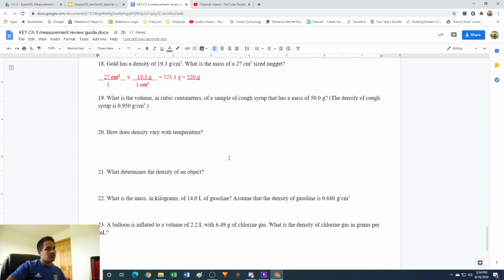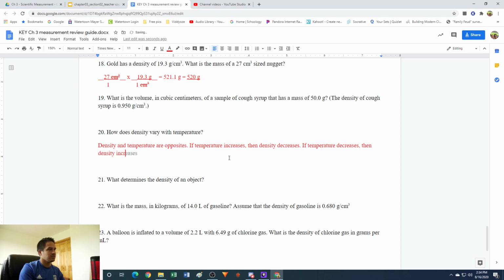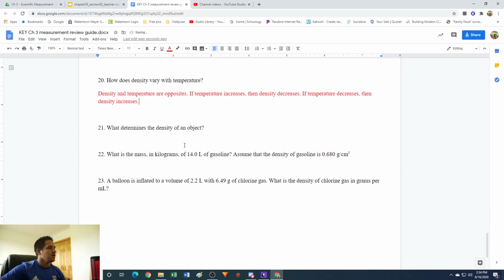How does density vary with temperature? This is directly from the notes. Remember, though, that density and temperature are opposites. So if temperature goes up, density goes down. If temperature goes down, density goes up, okay? That's all we're going to say. So we'll say that density and temperature are opposites. If temperature increases, then density decreases. And if temperature decreases, then density increases.